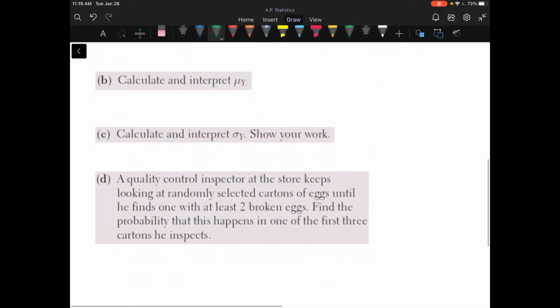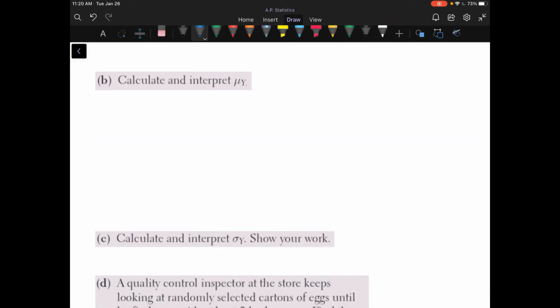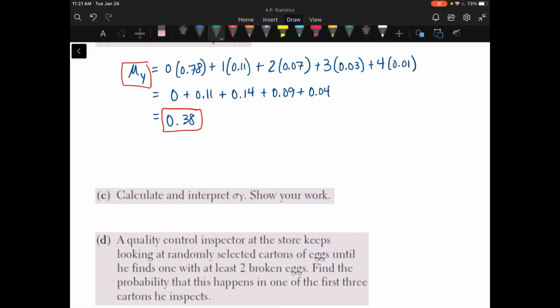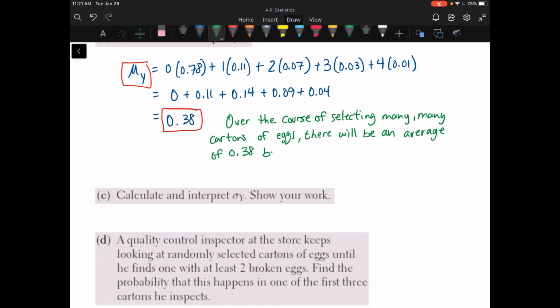Next, we're going to calculate and interpret the mean of y. All right. So the mean of y is equal to the probability of each outcome happening times that outcome. Alright, so over the course of selecting many, many cartons of eggs, there will be an average of 0.38 broken eggs per carton.